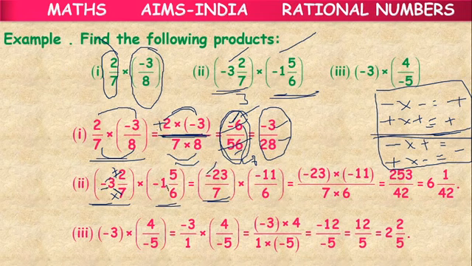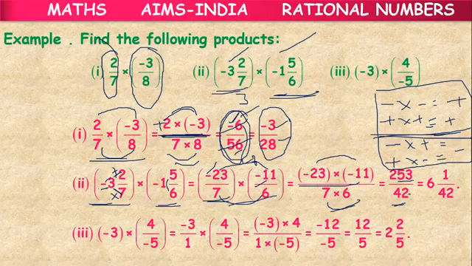6 times 1 is 6 plus 5, 11. Minus 11 by 6. Two rational numbers we simplified, changed into proper rational numbers. Now 7 and 6, no need of LCM, we have to multiply here. Numerators we are multiplying, denominators we are multiplying, kept one over another. We will get 253 by 42.